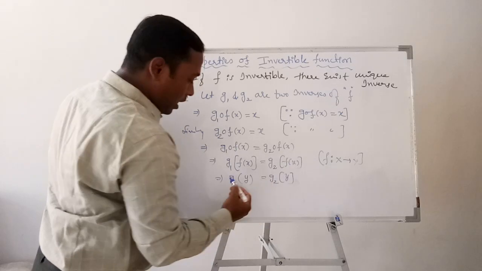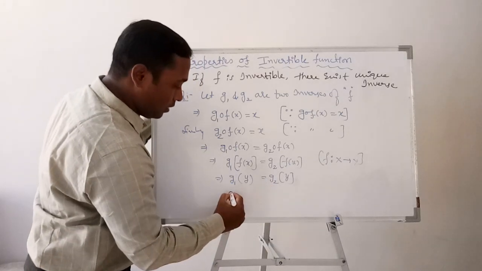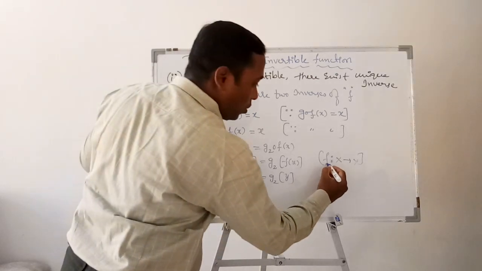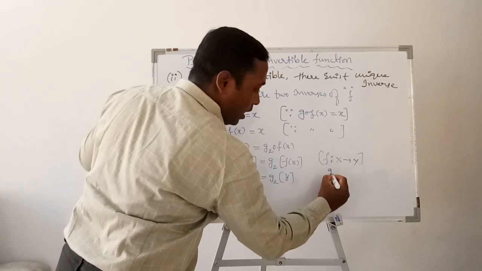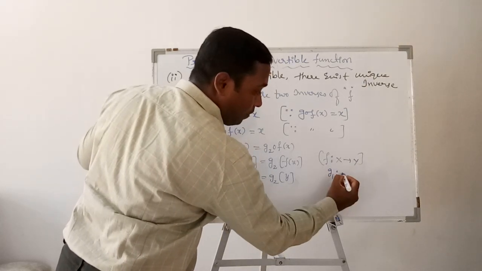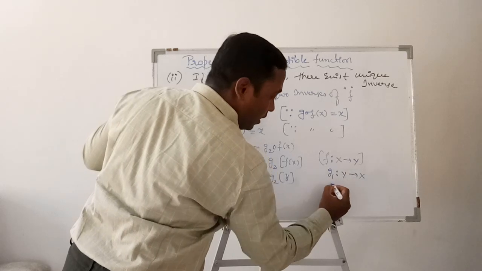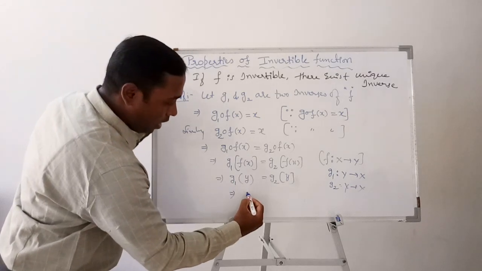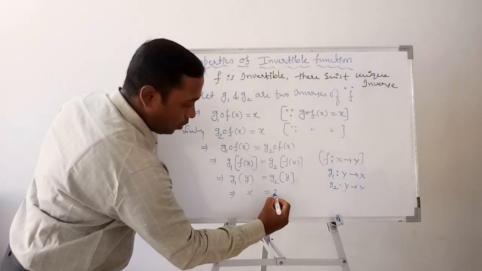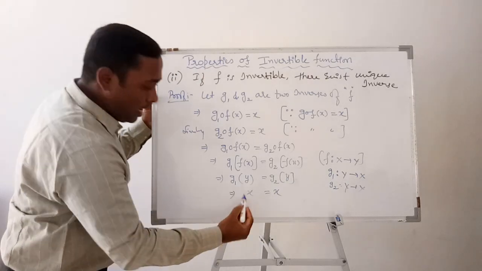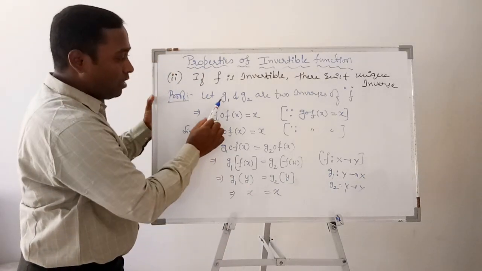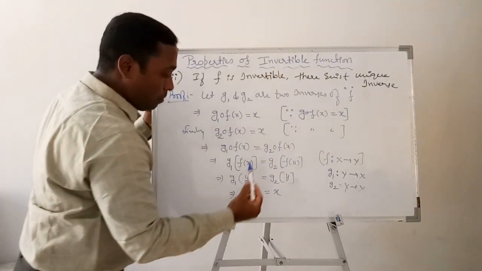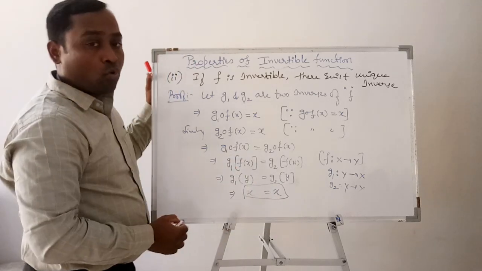And ultimately, if g1 and g2 are the inverses, then g1 of y will give x, and g2 of y will also give x, because f is a function from x to y. If g1 is the inverse of f, g1 would be defined from y to x, and g2 is also defined from y to x. In the same manner, g1 of y will give x, g2 of y will also give x. So hence we can say that though we are assuming g1 and g2 are two different inverse functions of f, here these two functions coincide.